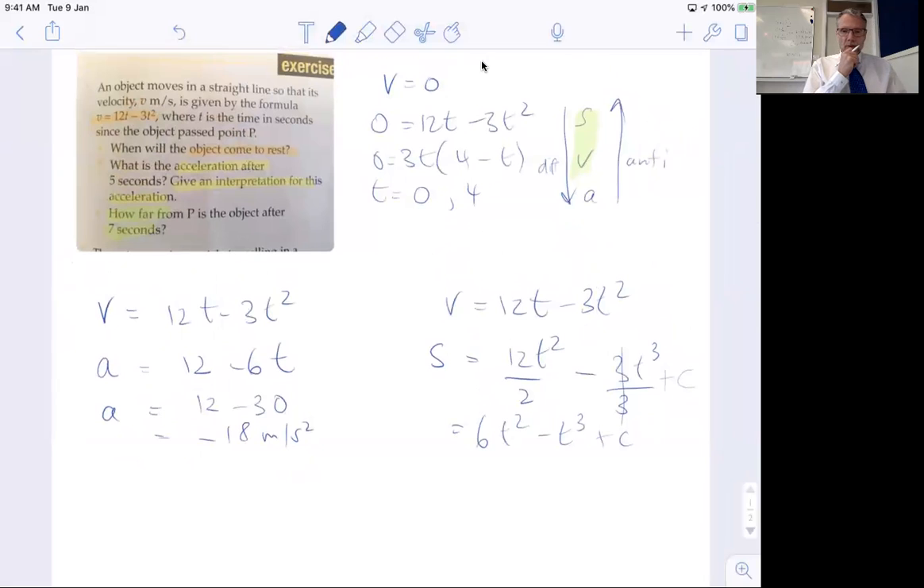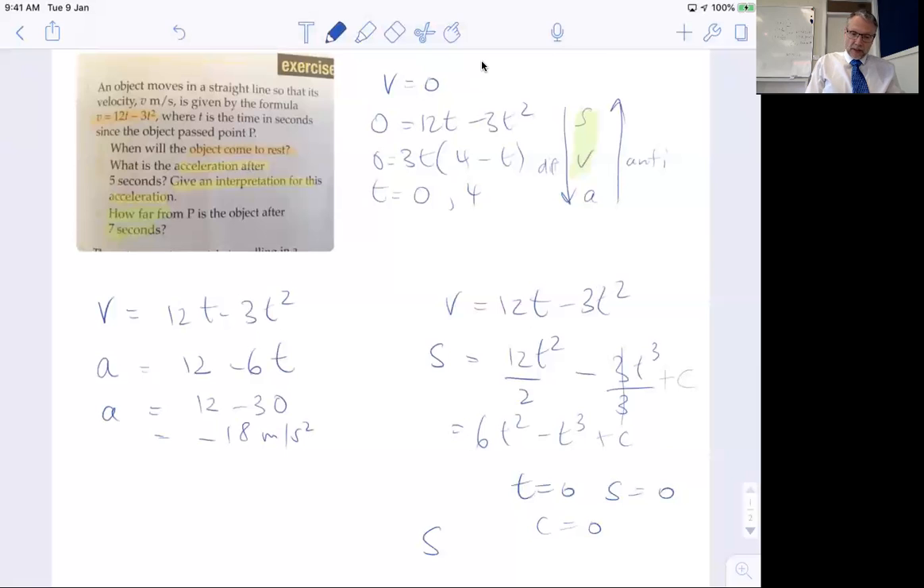So we do need to have a reread of it to work out if we've got enough information to calculate c. An object moves in a straight line, so that its velocity in t seconds since the object passed point P. So we're assuming that at point P, that's when time is equal to 0. And if it's at point P and we're measuring from point P, then the distance is equal to 0. So therefore I've got t equals 0 and s is equal to 0. And if that's the case, then c is also equal to 0.